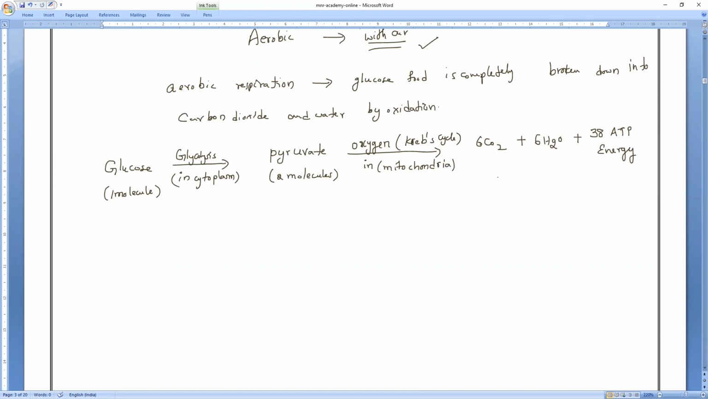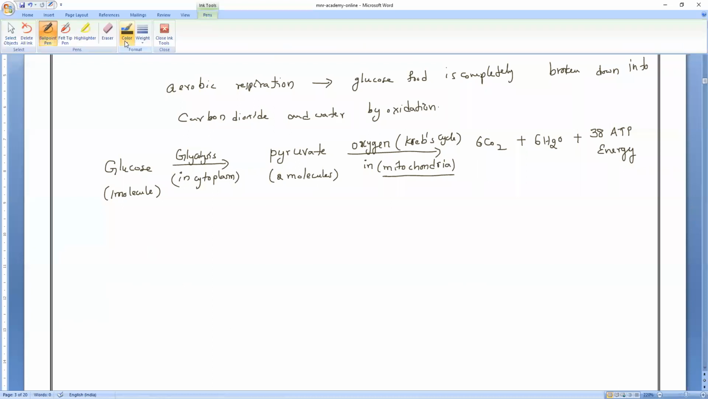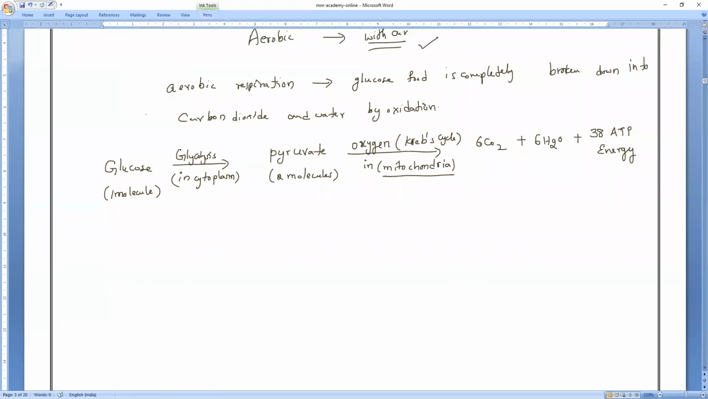Clear, everybody? So as I told you, the Krebs cycle is taking place. Where is it taking place? Everybody see this. Inside the mitochondria. That is, mitochondria are the site of aerobic respiration. Please remember: mitochondria are the sites of aerobic respiration in the cells. Okay, everybody clear? Yes, please.